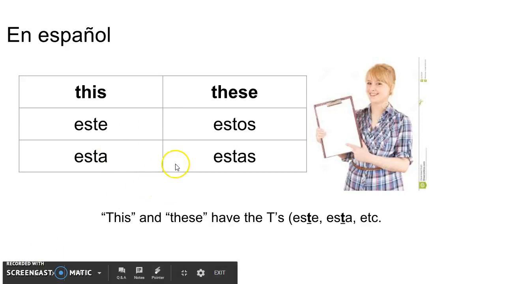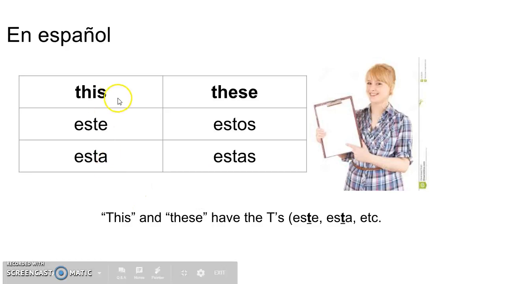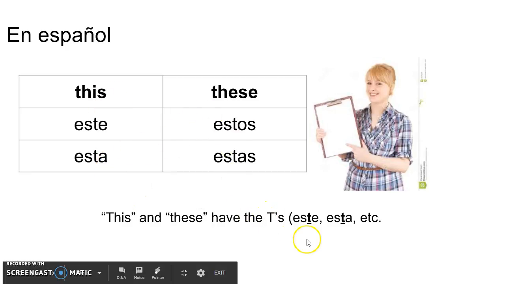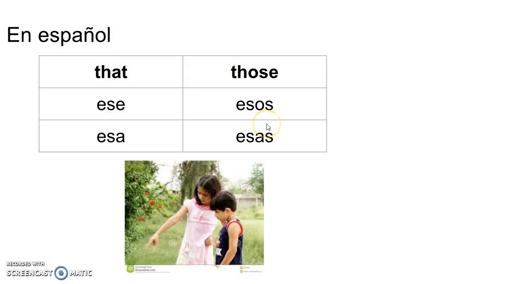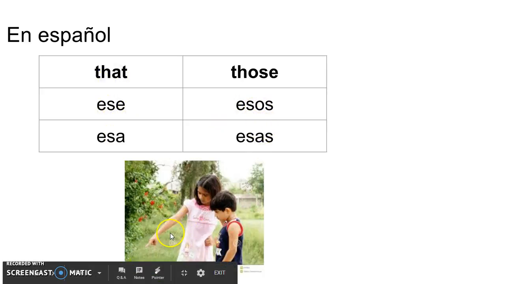As we move to the next slide, a way to remember which ones are which. This and these, words for this and these, have the T's. So you have este, esta. Those have T's in them, where on the next slide here, you'll see that the words for that and those do not. Okay? So, ese, esa, esos, esas. You can see this girl here pointing to that over there, right? So it's not this right here, it's that that's a little further away.